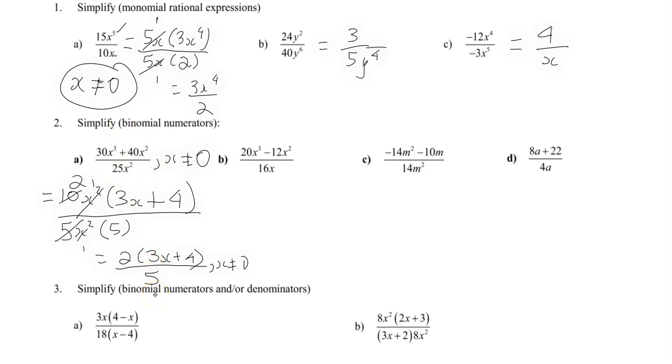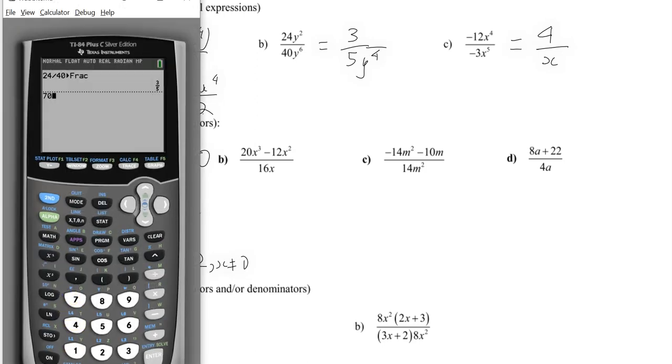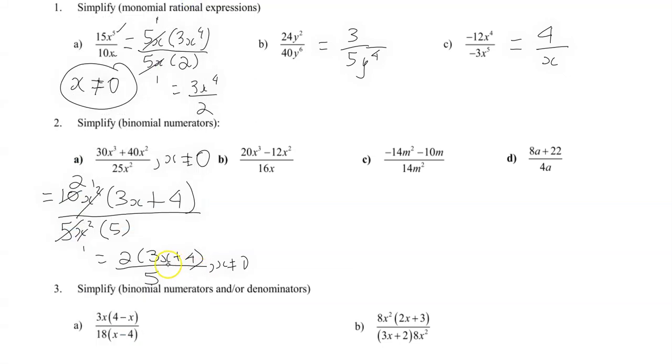So for example, let's say x was 1. That would give us 30 plus 40, which is 70 over 25. So 70 over 25 is 14 over 5, right? We'll put a 1 in here. 3 times 1 is 3, plus 4 is 7, times 2 is 14 over 5. They will be equivalent, right? They're equivalent rational expressions as long as x is not equal to 0.